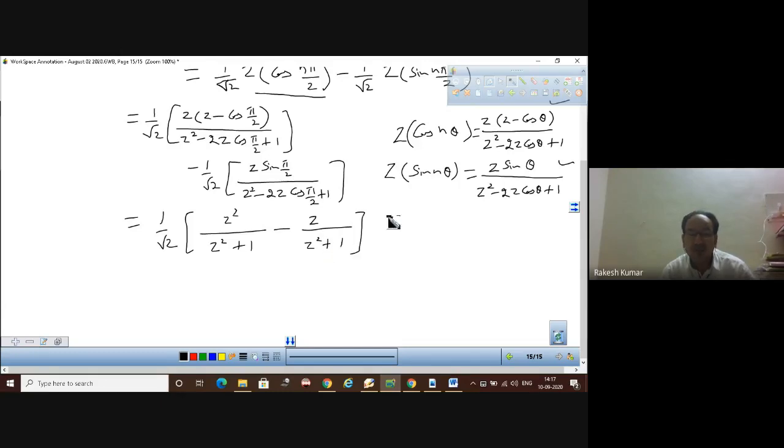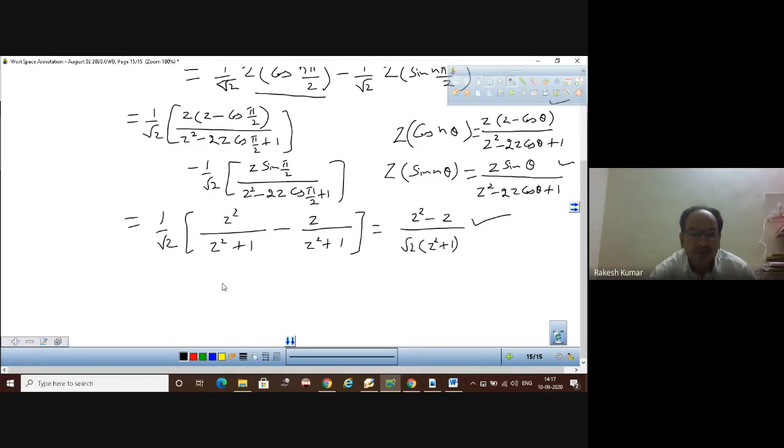So ultimately you can take the LCM, and it can be solved like this. In the numerator there will be Z square minus Z. No further calculations are required. So this is the required Z transform of the given question.